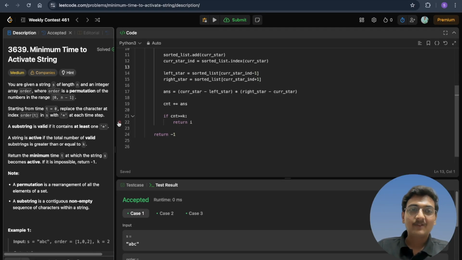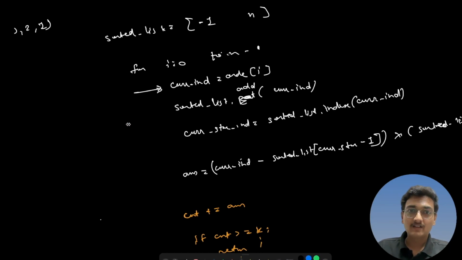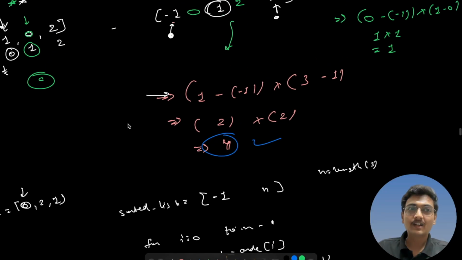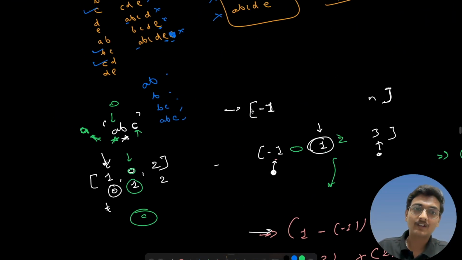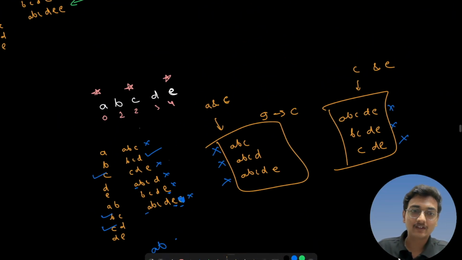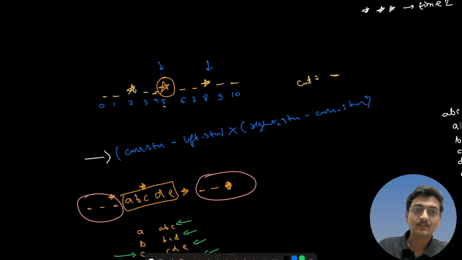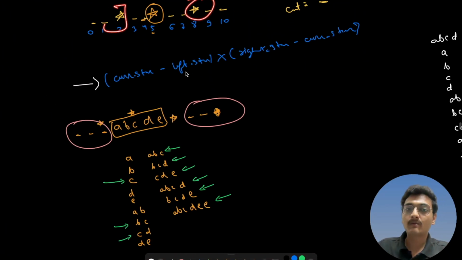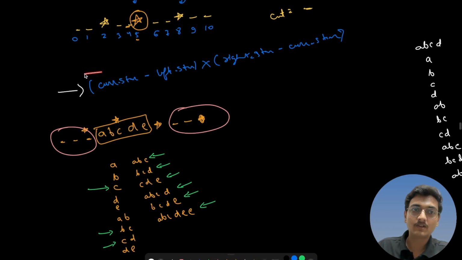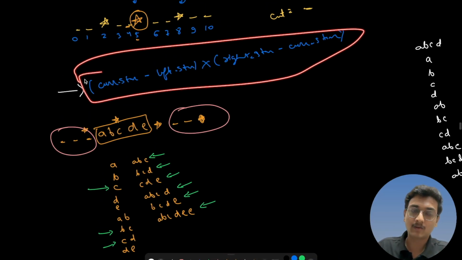So I hope I am able to explain you. This is a little tricky problem, but once you understand this logic, the only part is why we are doing this. If we are able to understand what this star thing is, the problem becomes really easy. Just focus on this formula, and you will be able to solve this problem.